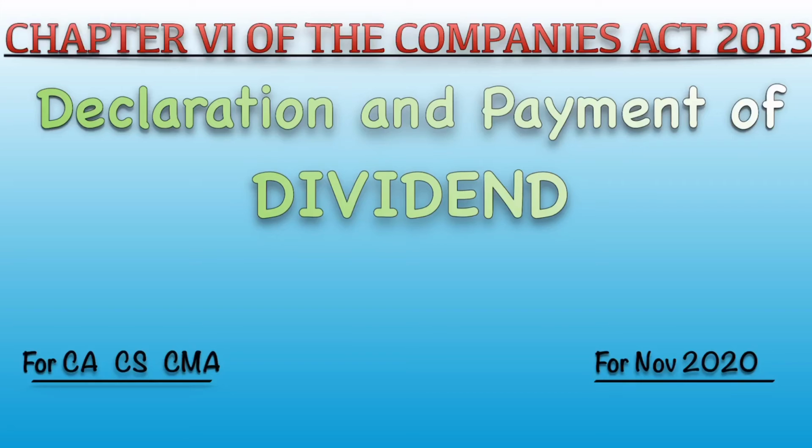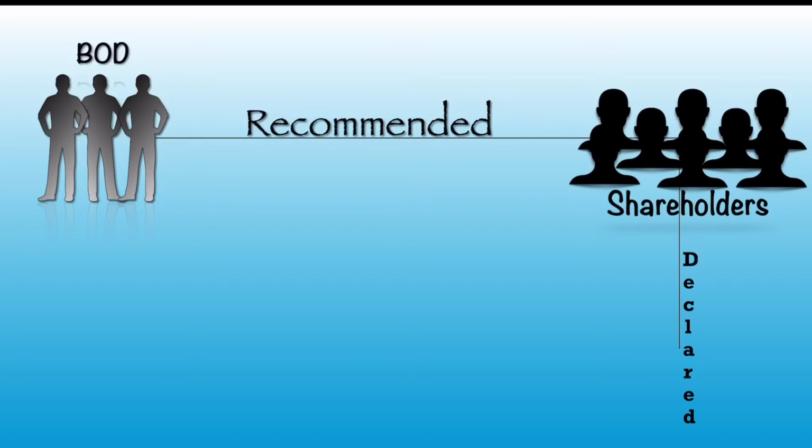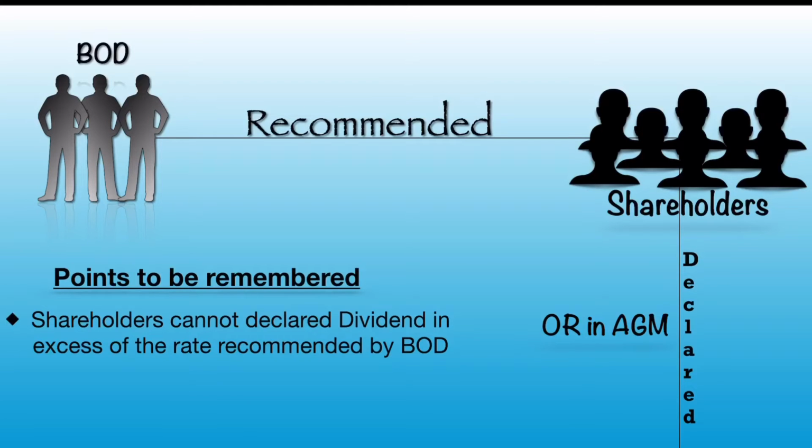This is Lina and today I'm going to discuss provisions related to declaration and payment of dividend under Chapter 6 of the Companies Act 2013. Dividend is first recommended by Board of Directors and then declared by the shareholders by passing ordinary resolution in annual general meeting. Remember friends, shareholders cannot declare dividend in excess of the rate recommended by Board of Directors.